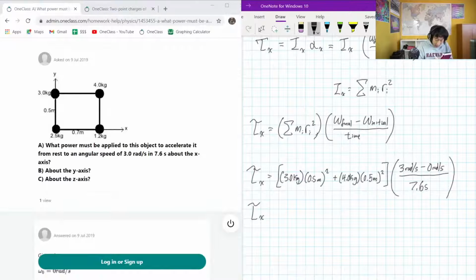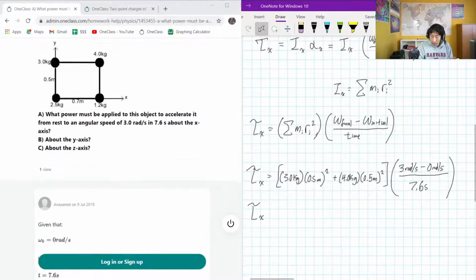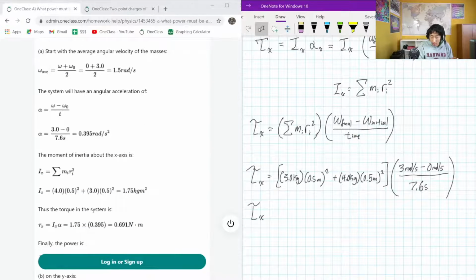So 3 times 0.25, because 0.25 is 0.5 squared, plus 4 times 0.25, times 3 divided by 7.6 is equal to, my calculation is, yep, 0.6908 Newton meters.